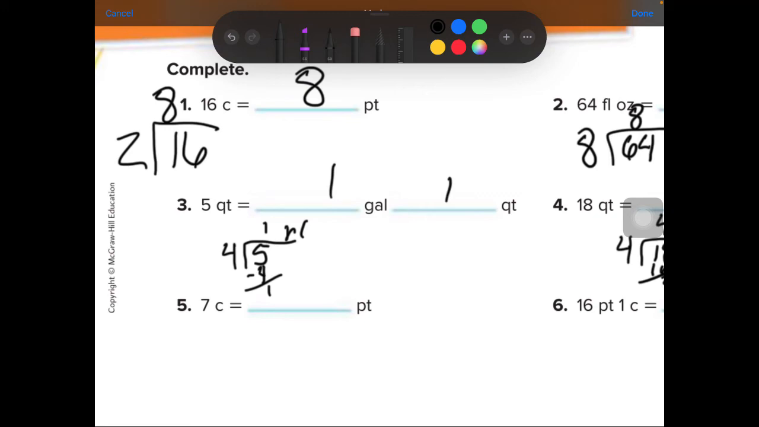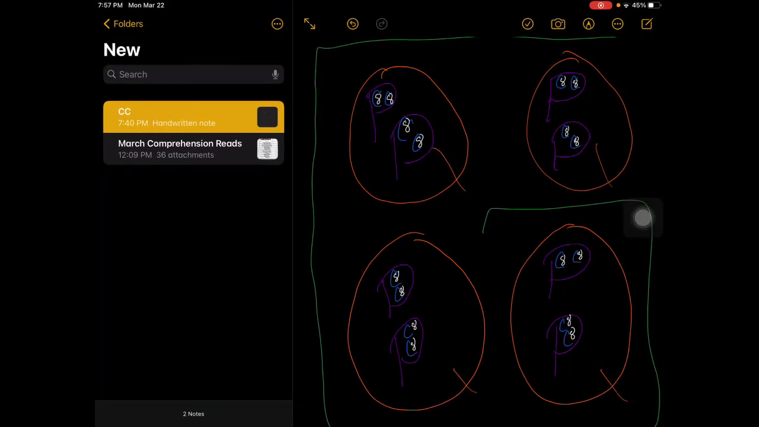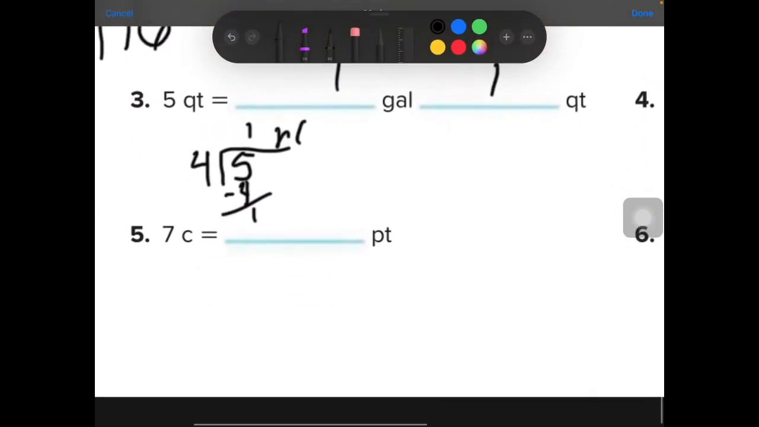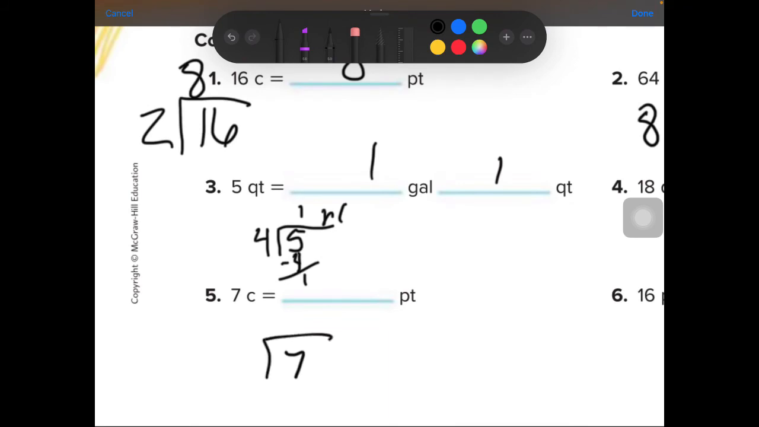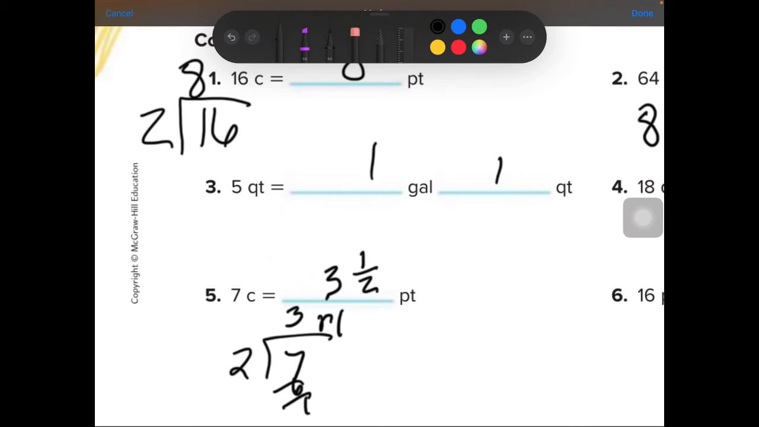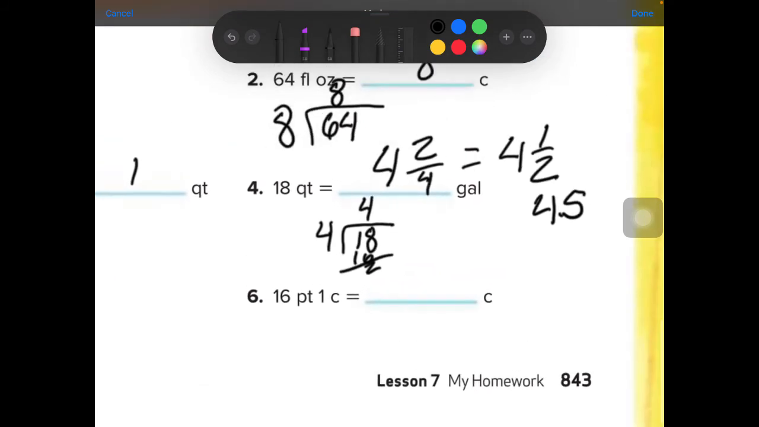Okay, number 5, we have 7 cups equals how many pints? Well, let's look at our poster. 2 cups equal 1 pint, and we have 7. So 2 will go into 7 at least 3 times. Remainder 1. So we have 3 pints, and there's 1 cup left over, but it takes 2 cups to make a pint. I'm going to erase this work right here so it doesn't confuse the answer. And so our answer is going to be 3 and 1/2 or 3.5. Either one will work.